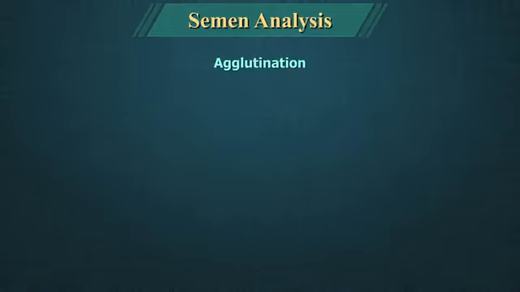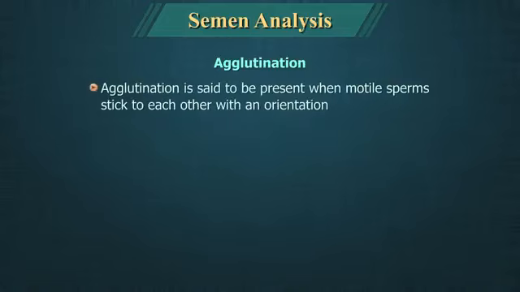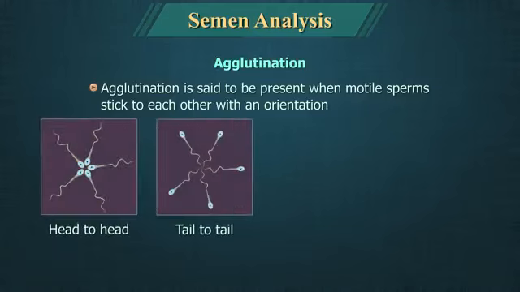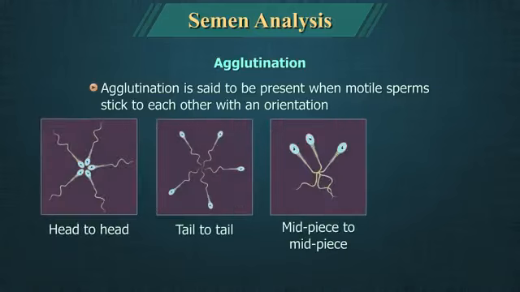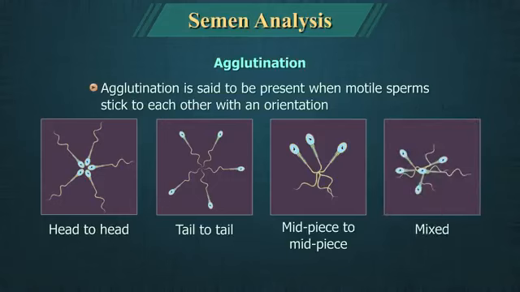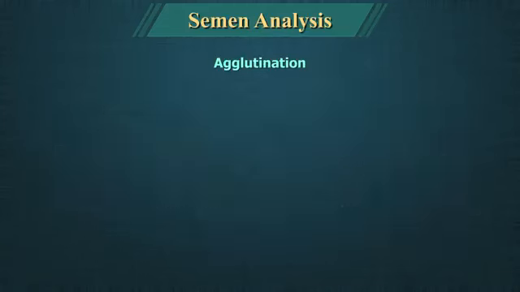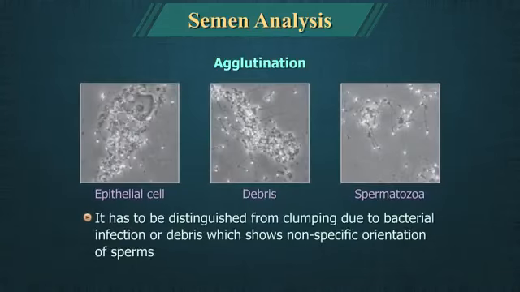Agglutination. Agglutination indicates immunologic infertility. Agglutination is said to be present when motile sperms stick to each other with an orientation such as head to head, tail to tail, mid-piece to mid-piece, or in mixed ways depending on the specificity of sperm antibodies. It has to be distinguished from clumping due to bacterial infection or debris, which shows non-specific orientation of sperms.